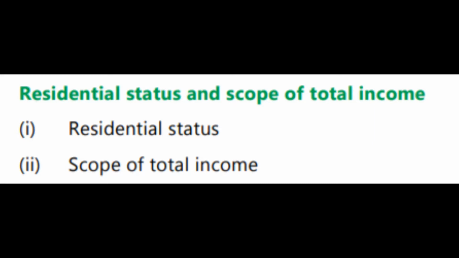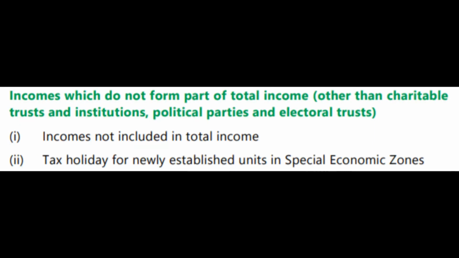Then, of course, if you observe the syllabus sheet, there is one more thing which is related to exemptions. Exemptions are the ones which are popularly called incomes which do not form part of total income. Incomes which do not form part of total income, we can also call them exemptions. As part of the syllabus, in the sequence, as far as ICAI material is concerned, it is chapter 3.